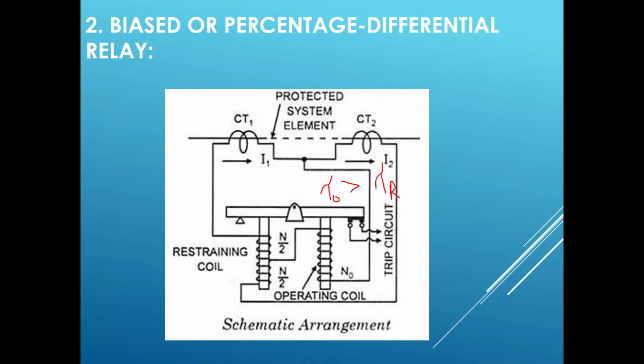When the operating coil torque is greater than the restraining coil torque, this moving contact is attracted towards the fixed contact and the trip circuit is closed. When the trip circuit is closed, the trip coil is energized and the circuit breaker is open.